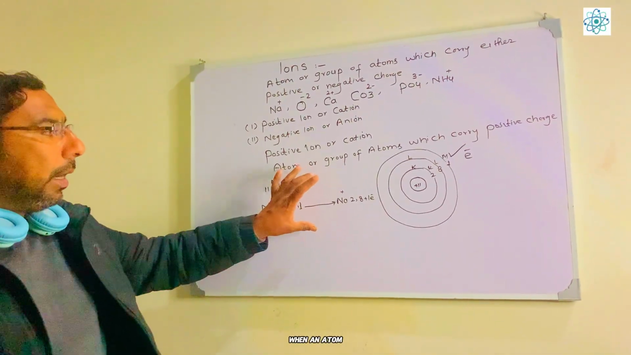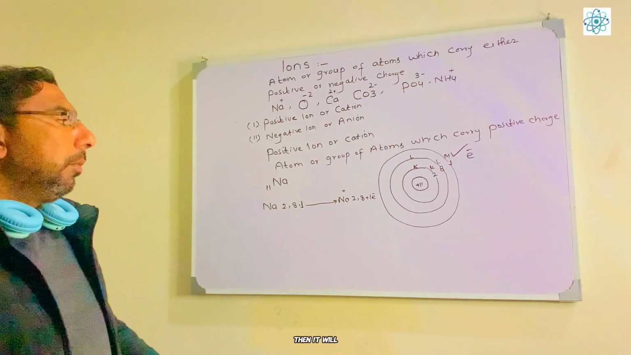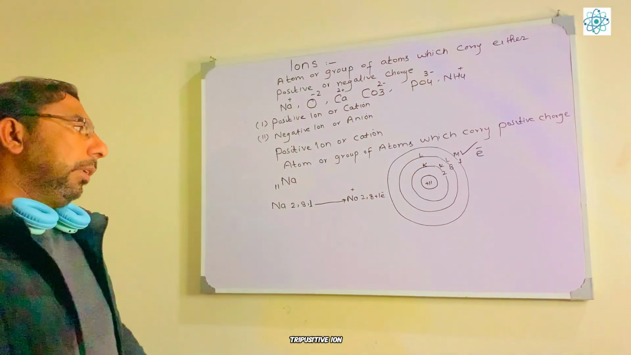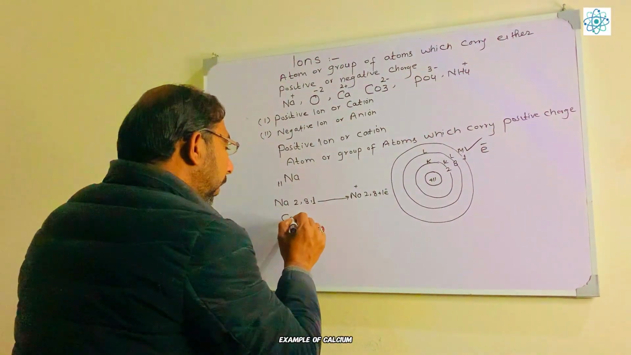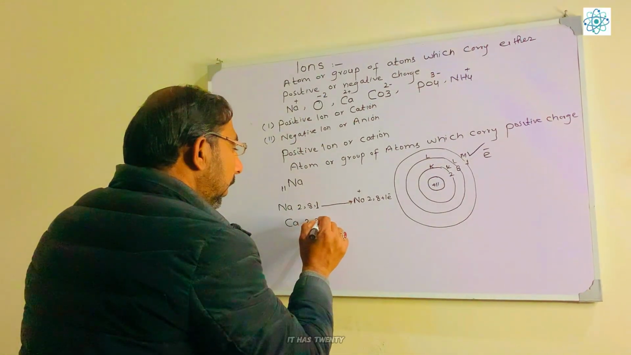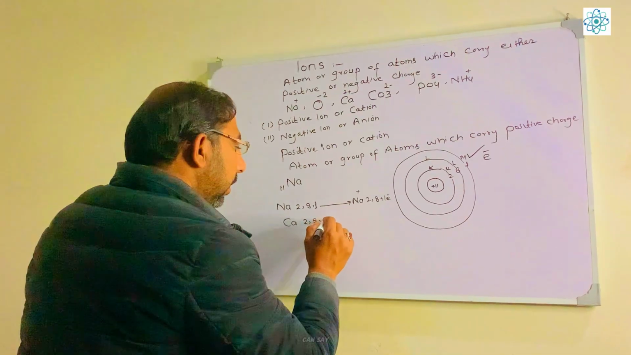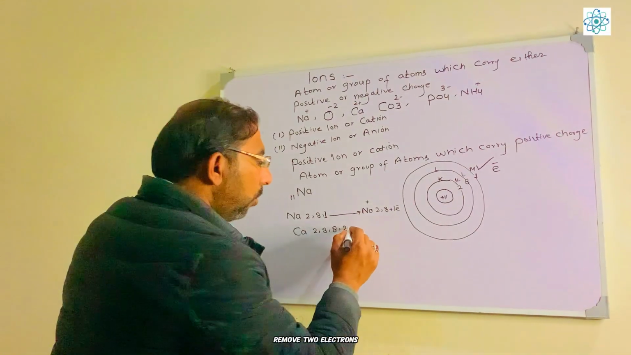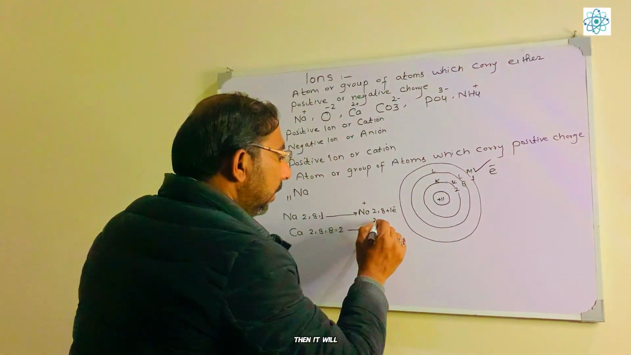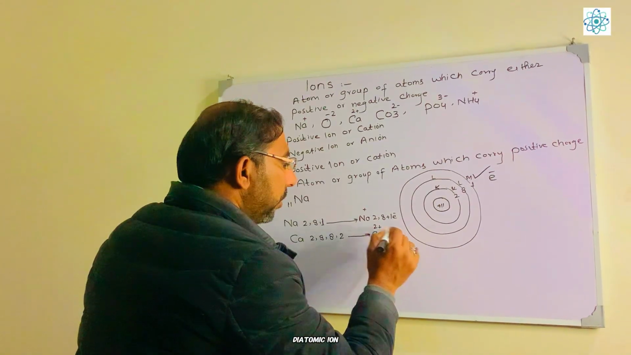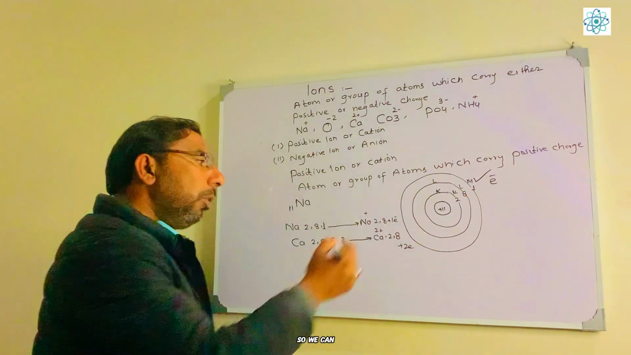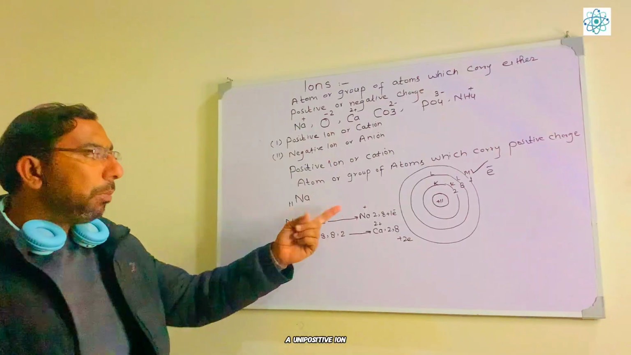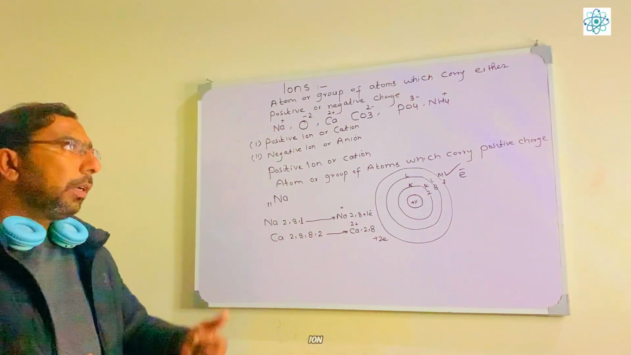Similarly, when an atom loses two or more electrons, it will have two or three charges. It can form a dipositive ion or tripositive ion. In our second example, we take calcium. Calcium is electrically neutral. It has 20 electrons, and its electronic configuration is like this. When we remove two electrons from its outermost shell, it forms a dipositive ion. So when an atom loses one or more electrons, it forms a unipositive ion, dipositive ion, tripositive ion, and so on.